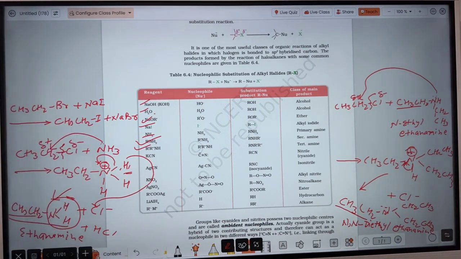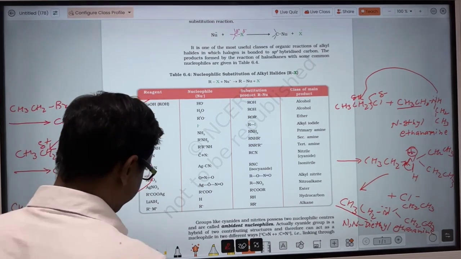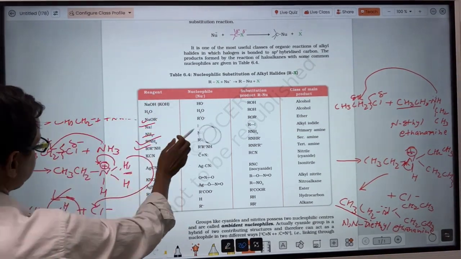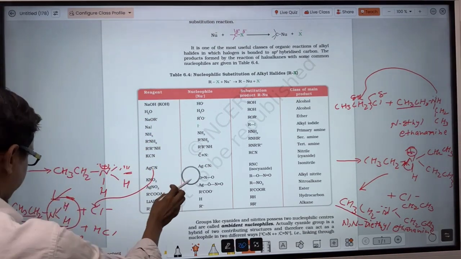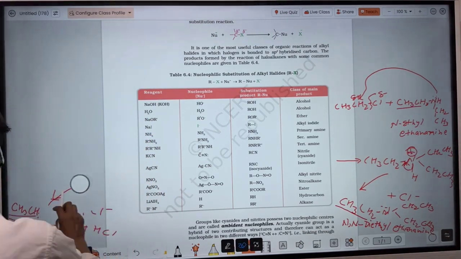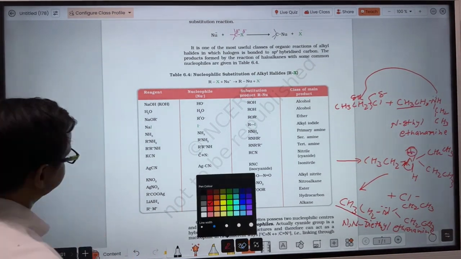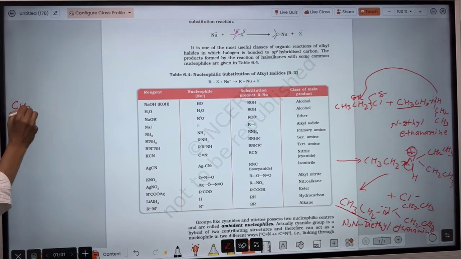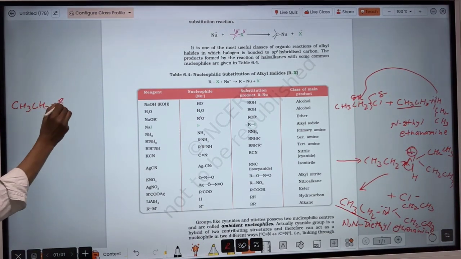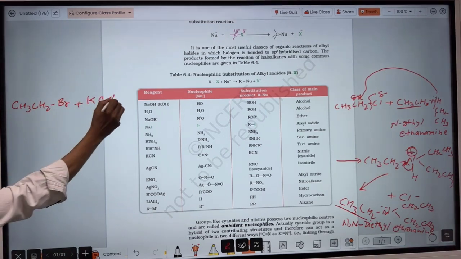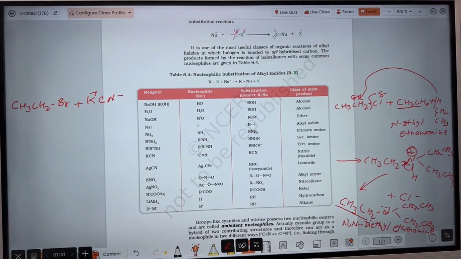Okay, now let's see the reaction with KCN. You already know the bond in KCN, there is potassium and CN-, and it is ionic. So an ionic bond will dissociate very fast. So let's see this compound. So here is K+ and Cl-.